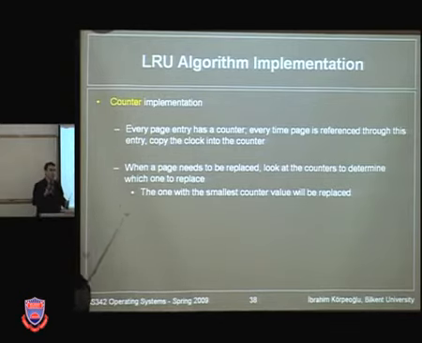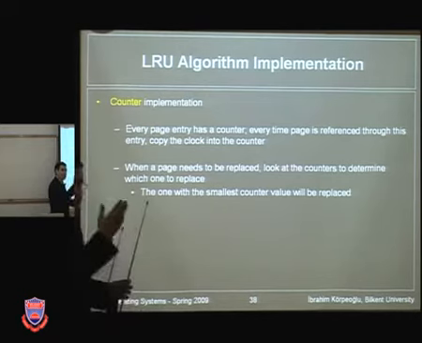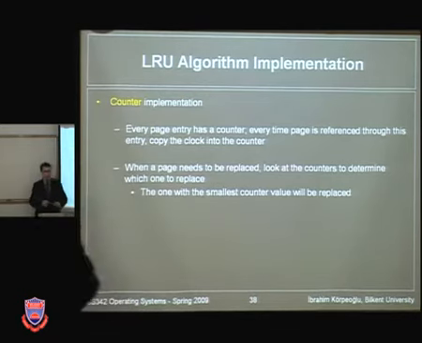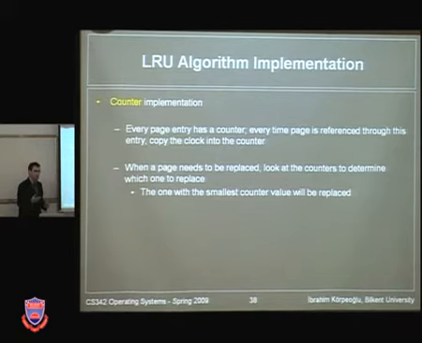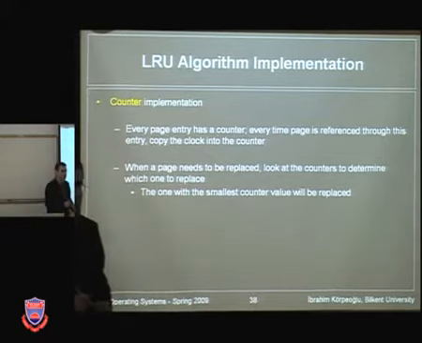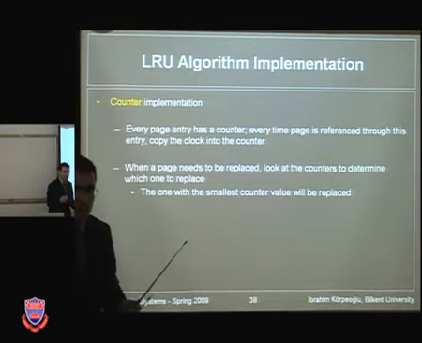Now, when a page fault occurs and you would like to replace a page, what happens? You look at the pages in memory and their counters, and you select the page that has the smallest counter to remove. Which one has to be removed? The smallest, right? Because this is the page that hasn't been accessed for the longest period of time. That is the least recently used one.